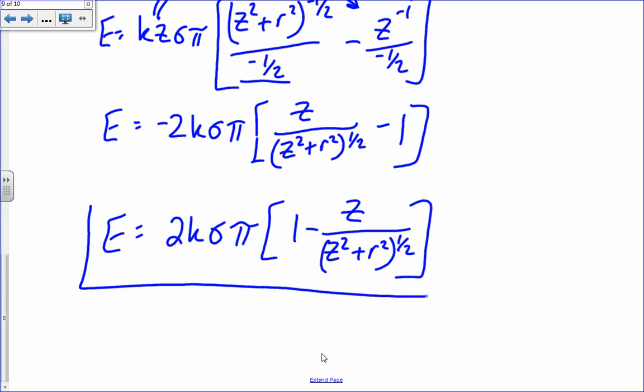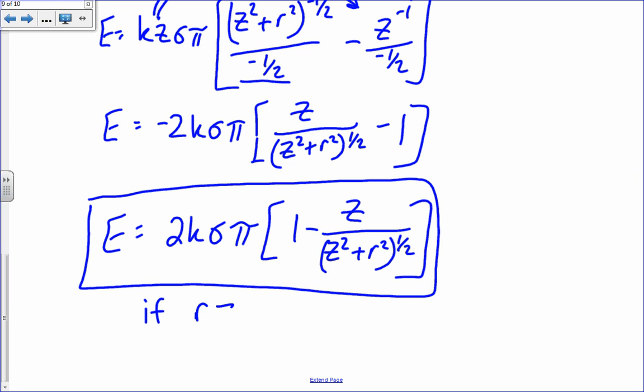That's the answer. Now, notice that if r goes to infinity, or gets really, really big, this would be like an infinite sheet of charge. Then E is just going to be 2k sigma pi. So that's the limit for that. E is 2k sigma pi.